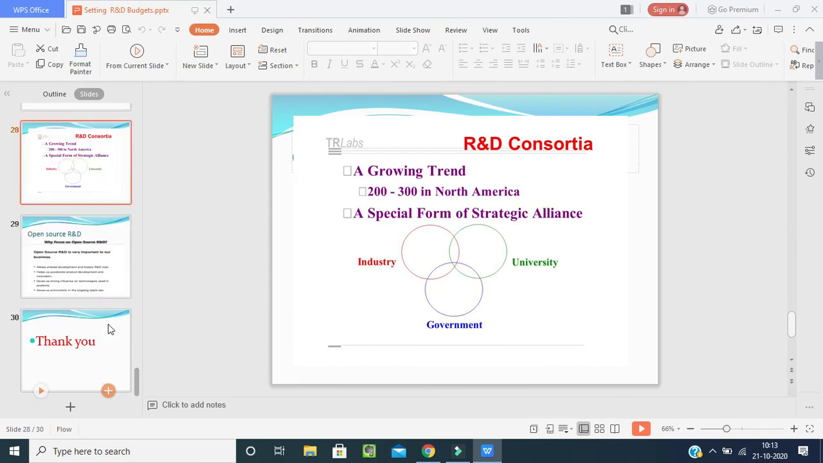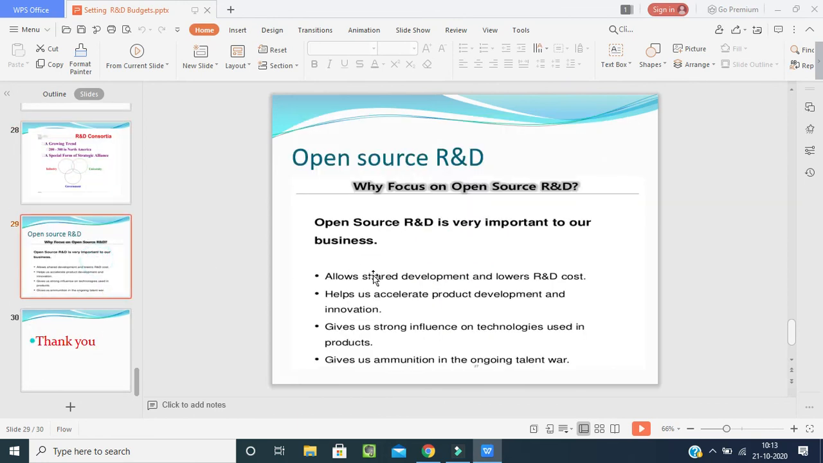Now coming to open source R&D. Why should everyone focus on open source R&D? Open source R&D is very important to our business. How? These are the four important points where it will help us. Have a look. The first one is it allows shared development and lowers R&D cost. It helps us accelerate product development and innovation, gives us strong influence on technologies used in product, and gives us ammunition in the ongoing talent war.